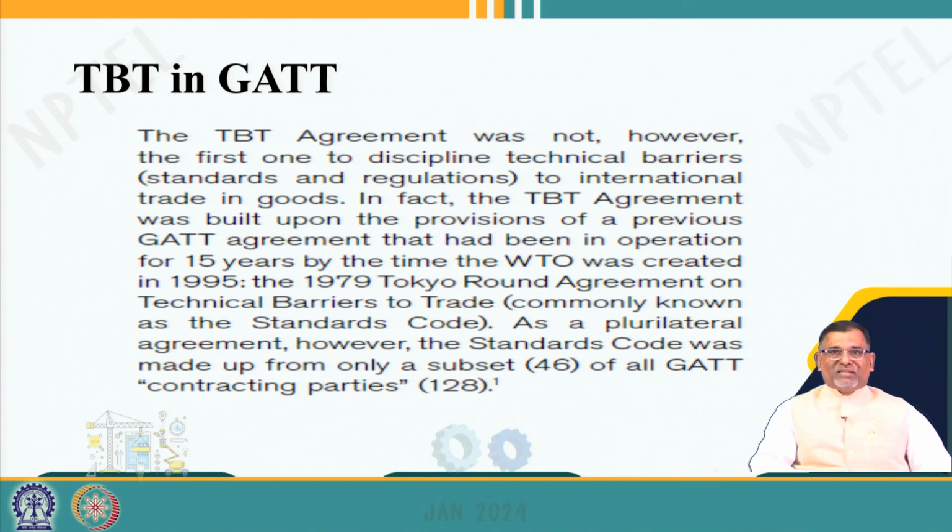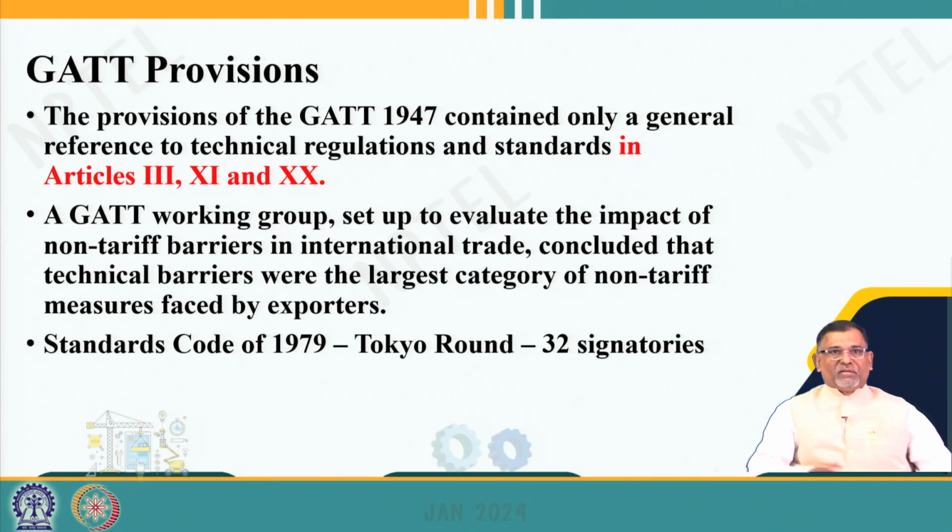The standard code which was developed in the Tokyo Round is the forerunner, and most of the provisions were adopted in the Uruguay Round negotiations. The GATT provisions very clearly talk about article 3, article 11 and article 20, which talk about the standard codes, the code on technical barriers to trade. But the only problem was that this code, adopted in 1979, was only adopted by 32 countries. There were only 32 signatories.